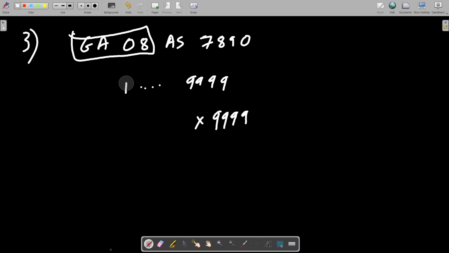Then what about the next 2 alphabets here? There are 2 alphabetical characters involved, so each alphabet has 26 possibilities. So 26 into 26. This many unique number plates you can get. Okay, clear?